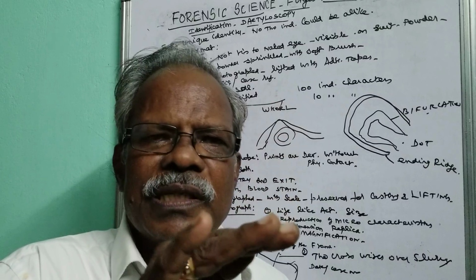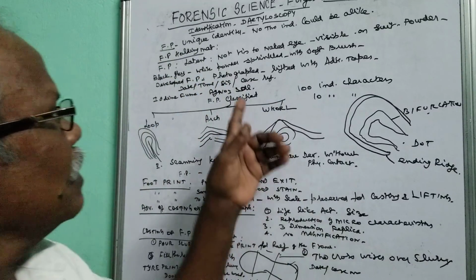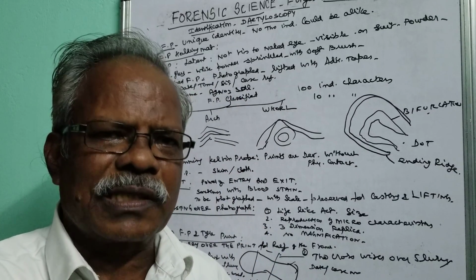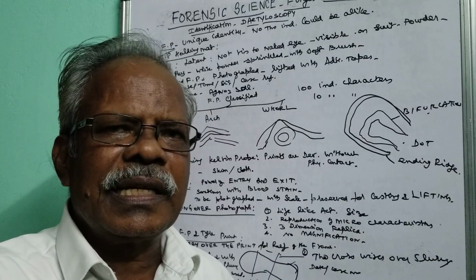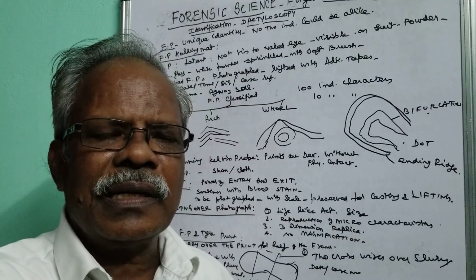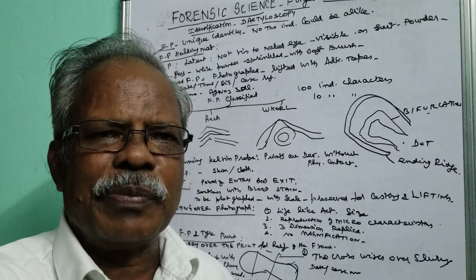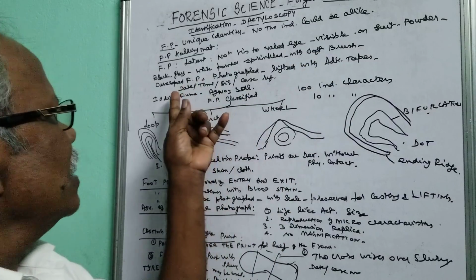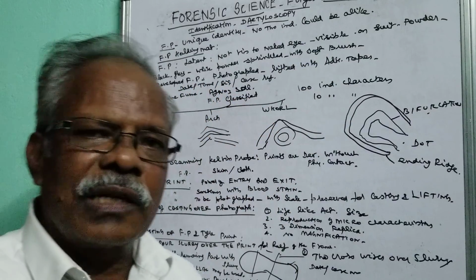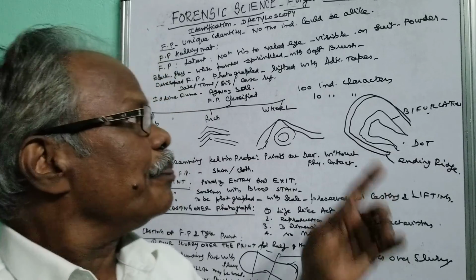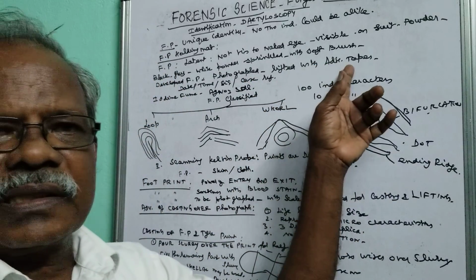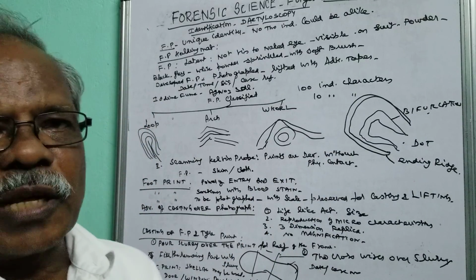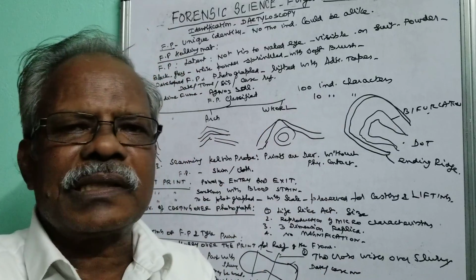Ridges mean the elevated portion. Three colored powders are used according to the requirement: black, gray or white powder. Then it is sprinkled and brushed with a soft brush, and the fingerprints are developed and also simultaneously photographed. Then they are lifted with adhesive tapes. With the help of adhesive tapes, the fingerprints are lifted.